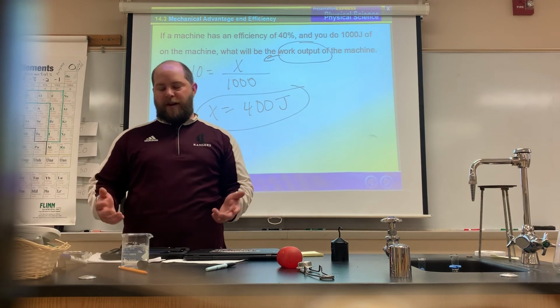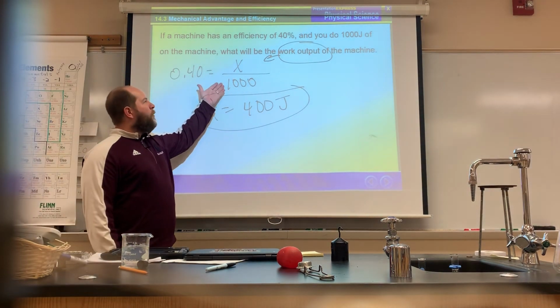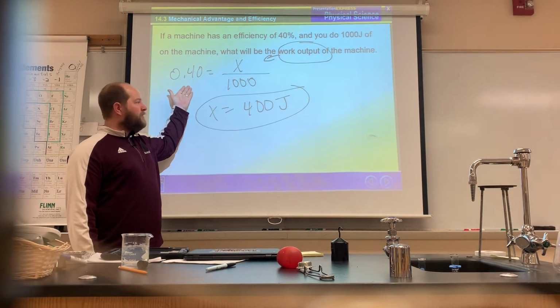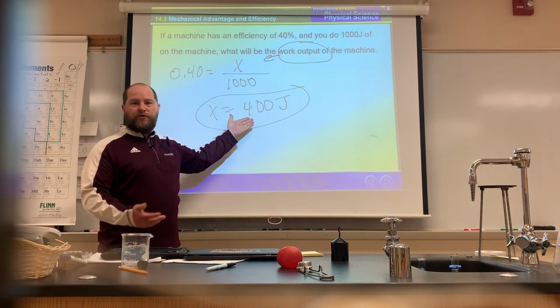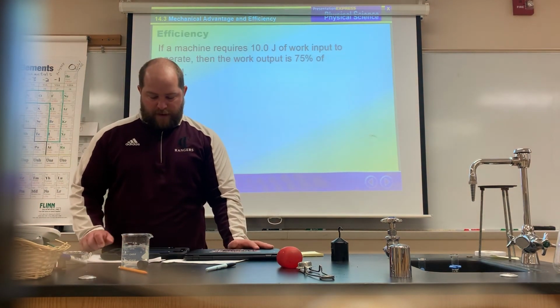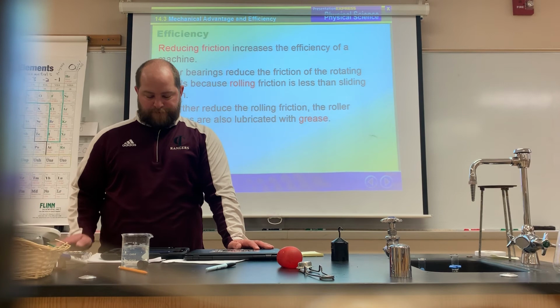So just doing a quick summary here, you're putting 1,000 joules of work into the machine. Well, the machine's 40% efficient, so you're going to get 400 joules of work out of the machine. I'll skip this one.